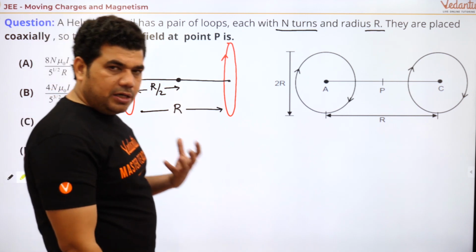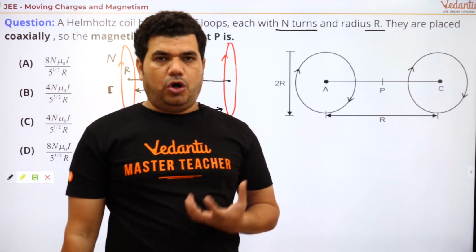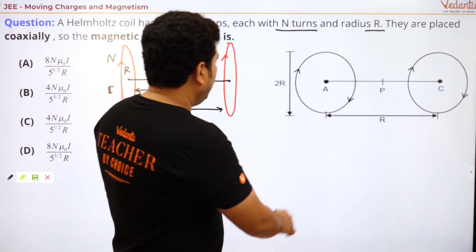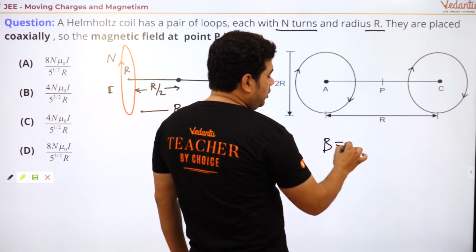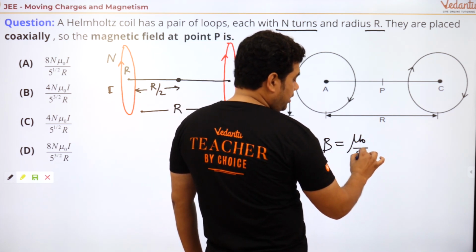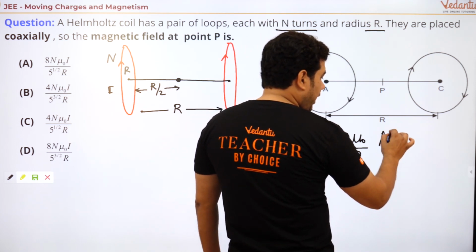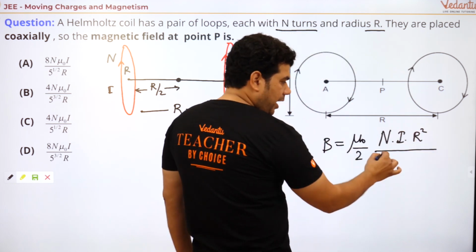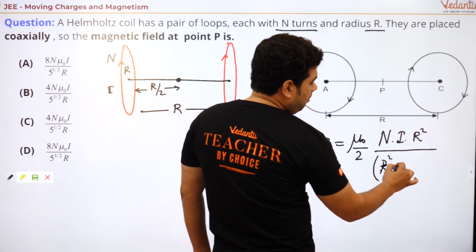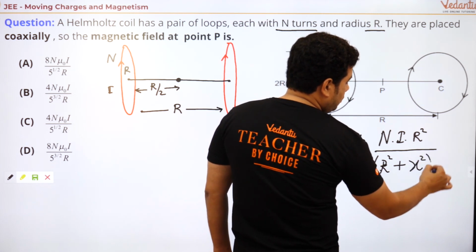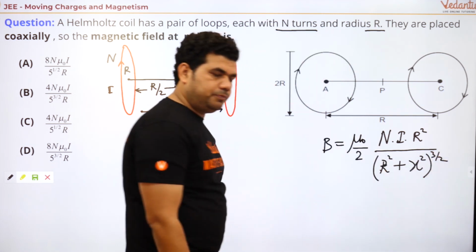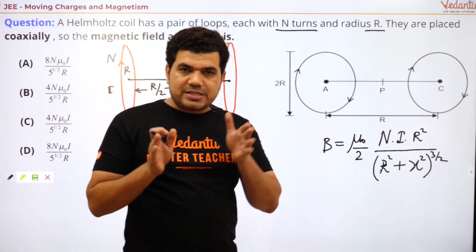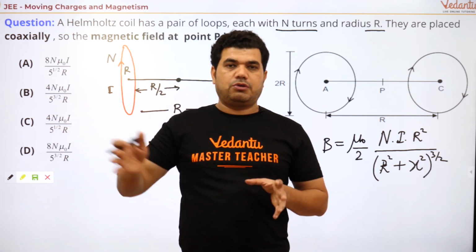So what is the magnetic field due to a coil on its axis? The formula is B equals mu naught upon 2, n I radius squared divided by radius squared plus x squared to the power 3 by 2. Got it? Okay. So r is the radius, and x is the distance of the point on the axis from the center of the ring.